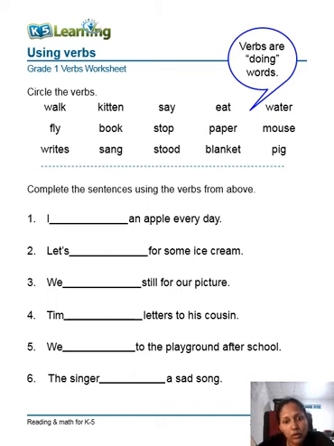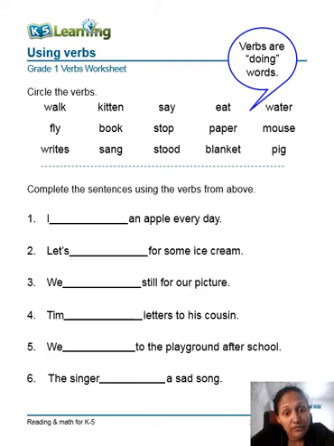Number 3, we blank still for our picture. You have to stand, right? You have to stand still. So here we have the past tense of stand, stood. We stood still for our picture, right? Then number 4, Tim blank letters to his cousin. What can we do for letters? We can write. So Tim writes. It's a singular noun. So we say Tim writes letters to his cousin.